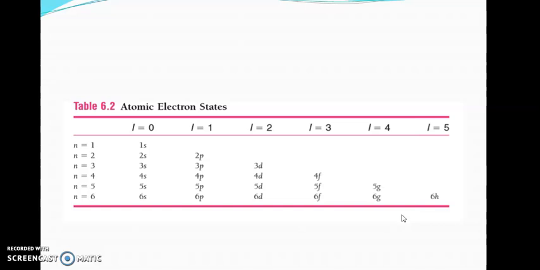When n is 1, it can take a single value, when n is 2 it can take values 0 and 1, when n is 3 it can take values 0, 1, 2. So it can take n number of values, starting from 0, and the maximum value is n minus 1. So these are the designations of different states with the principal quantum number of up to 6.